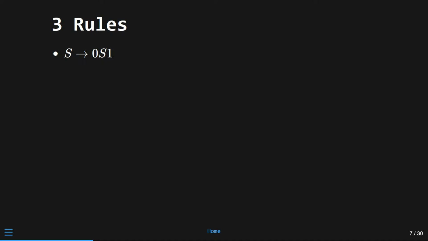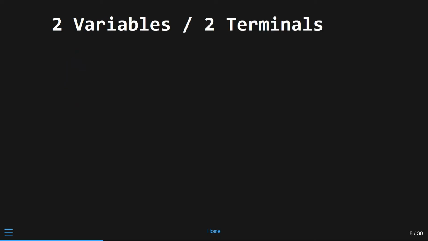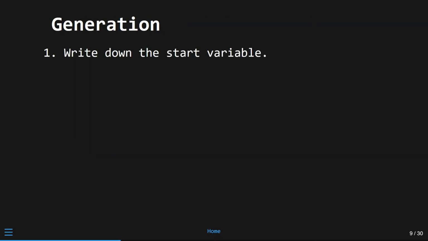Here's an example of 3 rules. S becomes 0, S, 1. S becomes R, and R becomes, yes, the empty string. So we have 2 variables and 2 terminals. The variables are S and R. They appear on the left-hand side. And the terminals are 0 and 1. They appear on the right-hand side.